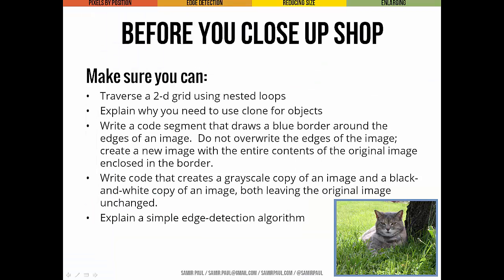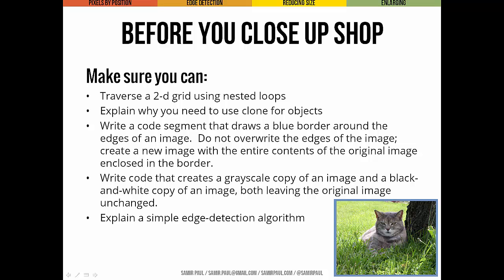Okay, before you close up shop, you want to be sure you can handle these couple of ideas. First, traversing a 2D grid using nested loops. You want to explain why you need to use clone for objects rather than just saying APImage new image equals old image. What's the difference there? If you can, write a code segment that draws a blue border around the edges of an image. I don't want you to overwrite the edges of the image. I want you to create a new image with the entire contents of the original image enclosed in the border, like what you see right here. You can make that border however many pixels in thickness you would like, but I don't want you to overwrite the image at all. I want you to take the whole image and encase it in the blue border.